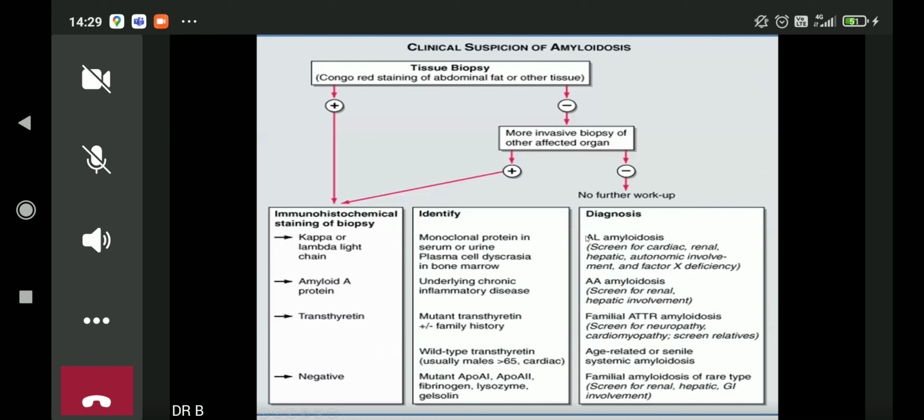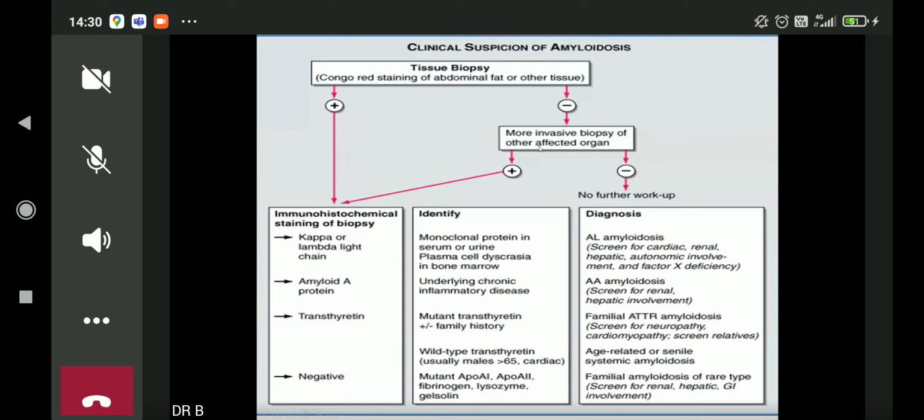And then if it is AL type, you screen for cardiac, renal, hepatic involvement. If it is AA type, look for kidney involvement. If it is familial type, then you look for cardiomyopathy. If it is age-related, then also you look for cardiomyopathy. And for familial amyloidosis of rare type, you look for macroglossia or GI involvement. If it is Congo red negative, a more invasive biopsy of other organs can be done. If that is also negative, then no further requirement.